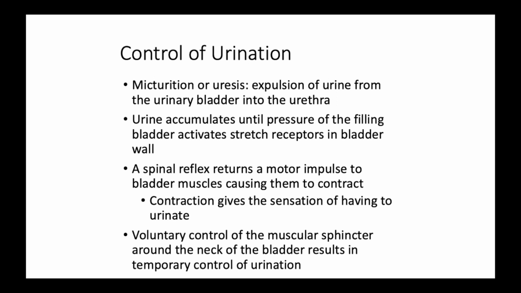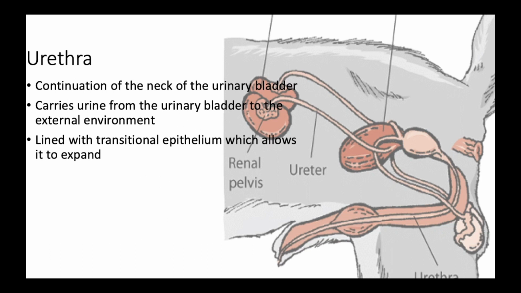Urine accumulates until pressure of the filling bladder activates stretch receptors in the bladder wall. A spinal reflex returns a motor impulse to the bladder muscles, causing them to contract. Contraction gives the sensation of having to urinate, and then we have voluntary control of the muscular sphincter around the neck of the bladder, which results in temporary control of urination.